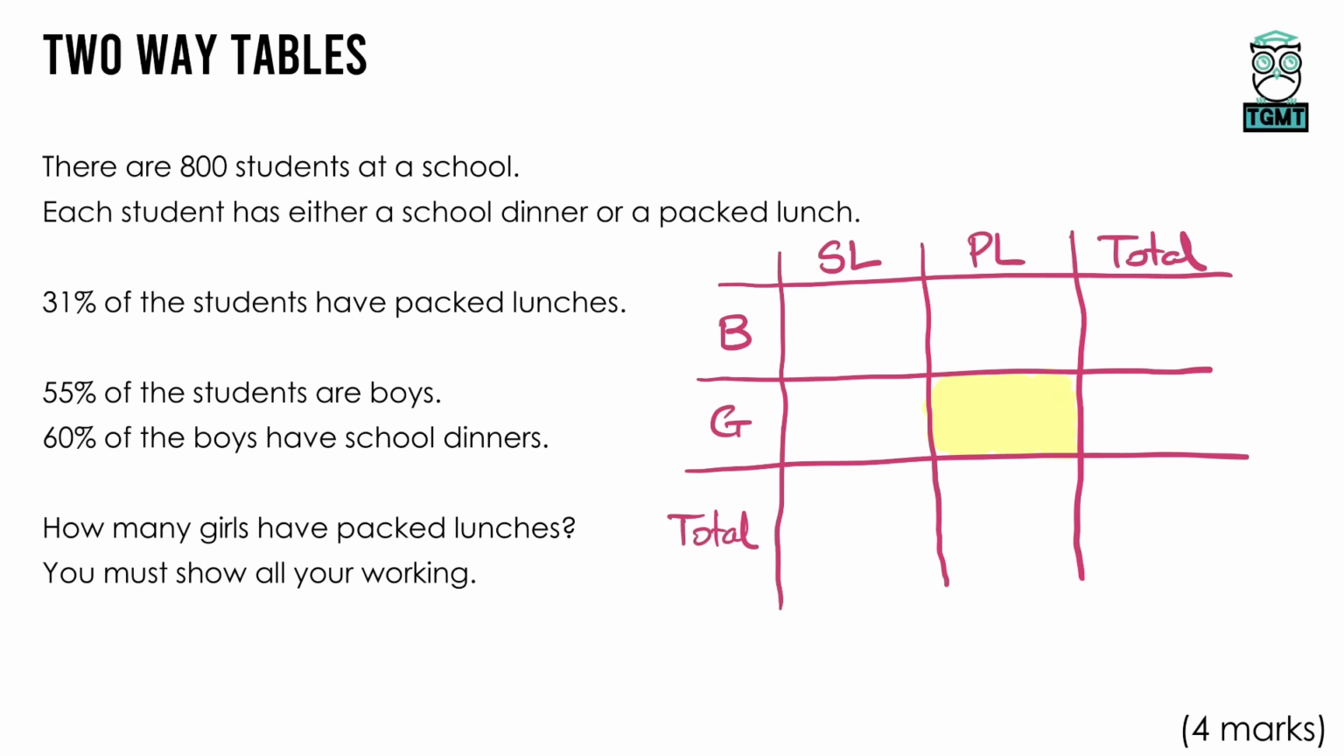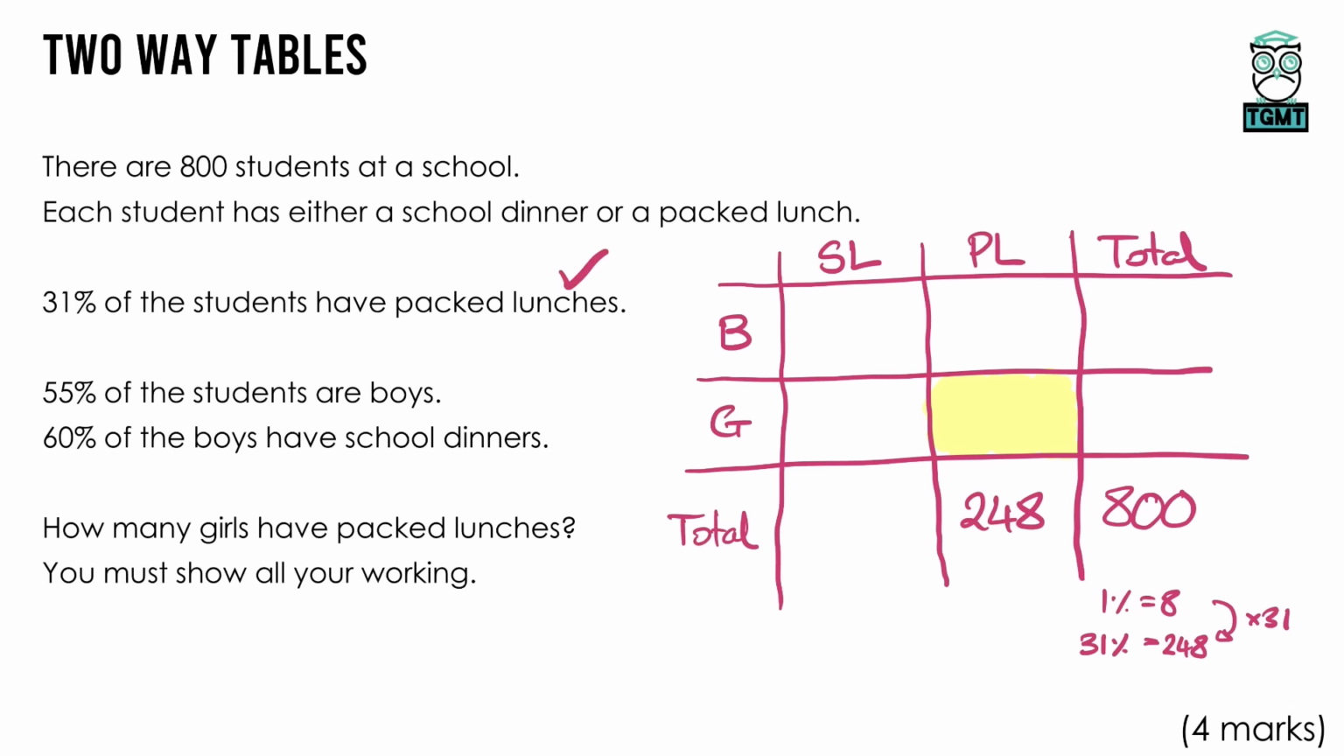So here there are 800 students in total. So 800 would go into our total in the bottom right. 31% of them have packed lunches. So we need to work out 31% of 800. Now whenever I'm using a calculator, I'll always go for 1%. So I'll divide by 100, which will give me 1%. So 1% is equal to 8. We want 31%, so I'm going to times by 31. That'll tell me how many have packed lunches. I'll do that on the calculator, and that comes out as 248. So there are 248 students here that have packed lunch.